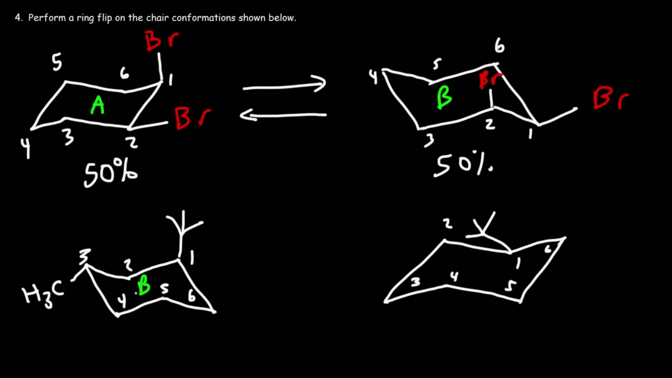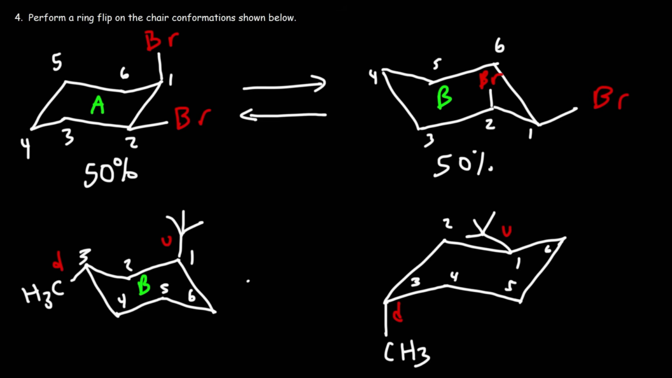Now on carbon 3, we have a methyl group in the equatorial position going in the downward direction. So on carbon 3, we're still going to have a methyl group, but it's going to change from equatorial to axial. But it's going to remain in the downward direction. So this is down, that's down. This is up, and that's up. So that's how we could perform the ring flip in that case.